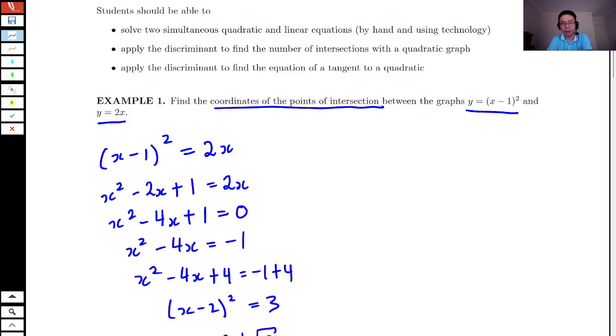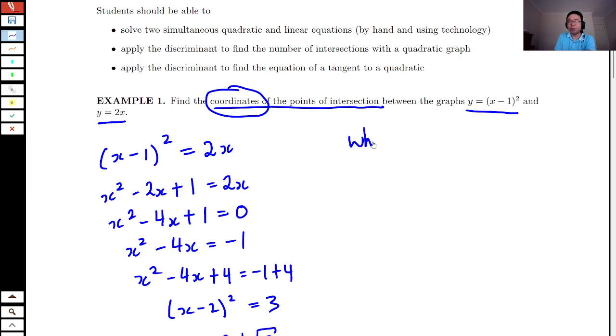Now that we've found the x values, what we want to do is find the y values, because I need the coordinates. Don't forget to read the question carefully. And when we find the coordinates of intersection, when we want the y values, we can substitute into either of the two equations. So now we have a choice. Do we want to substitute into the first equation with the quadratic, or the second equation, which is just multiplying by 2?